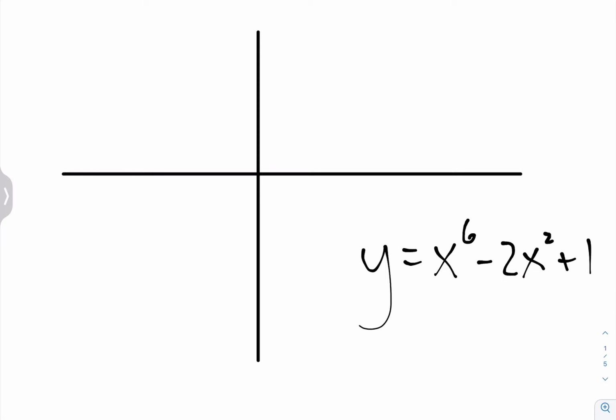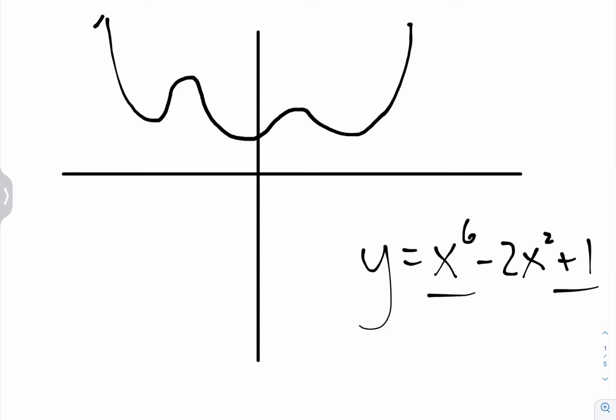Let's say we had y equals x to the 6th minus 2x squared plus 1 or something like that. Okay, we know that x-intercept's 1, and we know the highest degree is 6, so there's probably going to be 5 turns in this thing. There could be less, but at the most there's going to be 5. So we go 1, 2, 3, 4, 5 turns. So it's going to look like this.